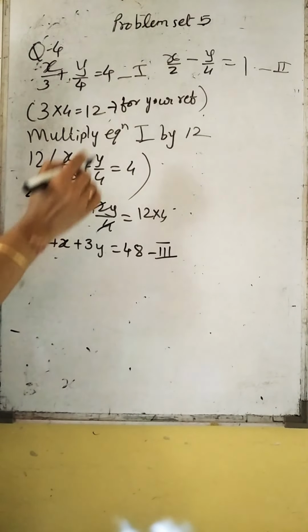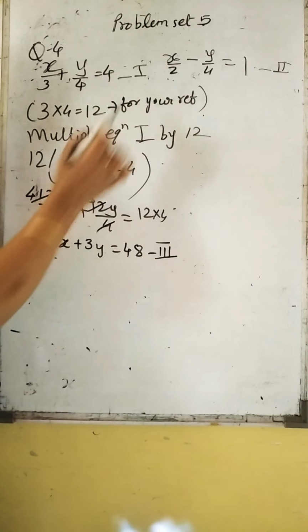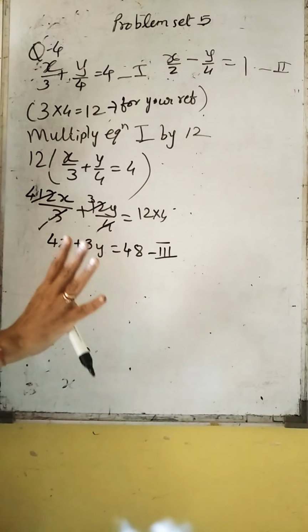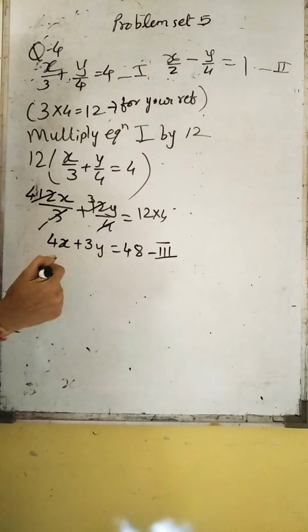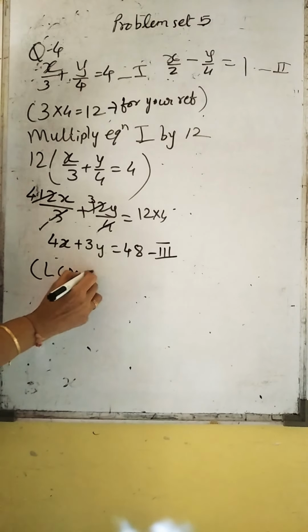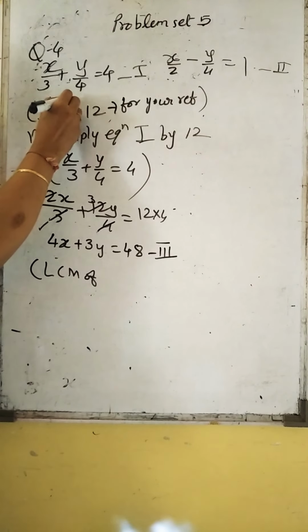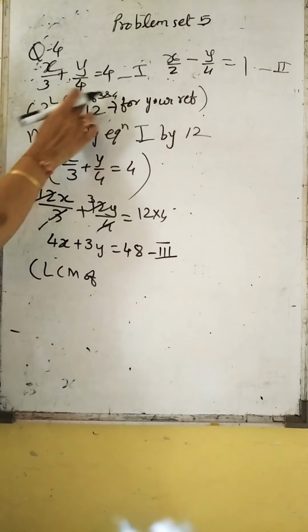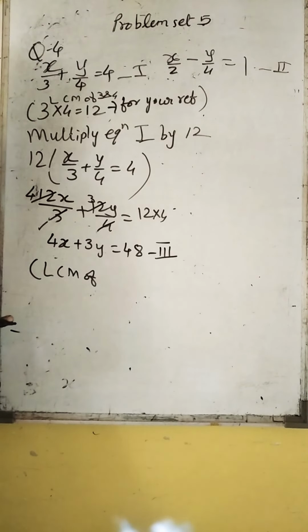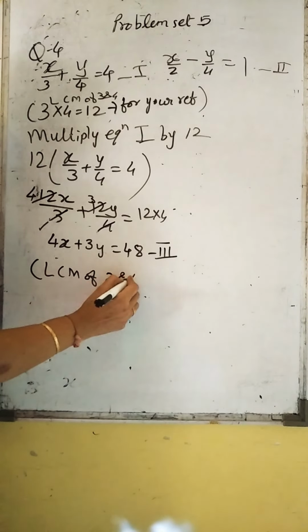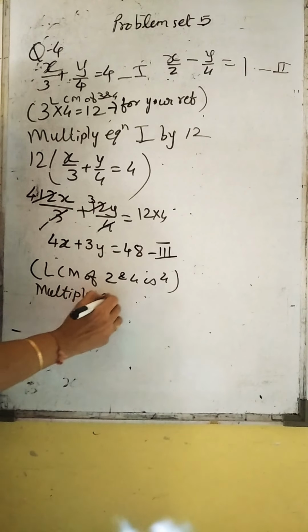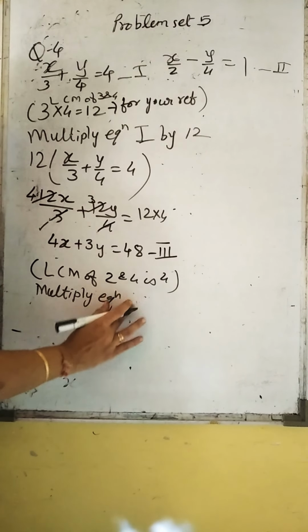In the second equation, what is the LCM of 2 and 4? 4. So I have to multiply the equation by the LCM. LCM of 3 and 4 is 3 into 4, 12, because they have nothing in common. But here in 2 and 4, 2 is common, so the LCM of 2 and 4 is 4. So multiply the equation by 4.